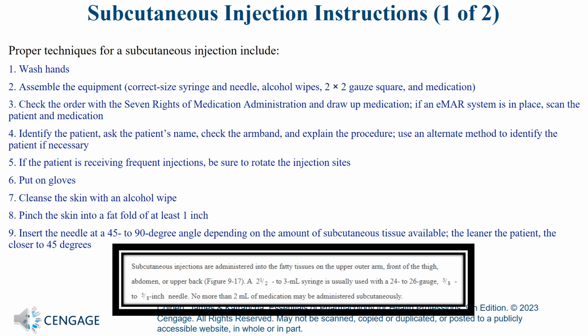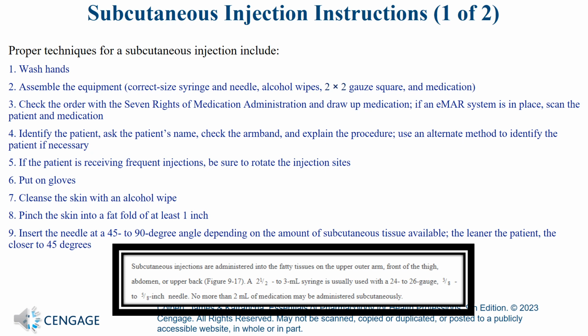If the patient is receiving frequent injections, be sure to rotate the injection site. Put on gloves. Cleanse the skin with alcohol wipes. You want to pinch the skin into a fat fold of at least 1 inch. Insert the needle at a 45 to 90 degree angle depending on the amount of subcutaneous tissue available. The leaner the patient, the closer to 45 degrees.